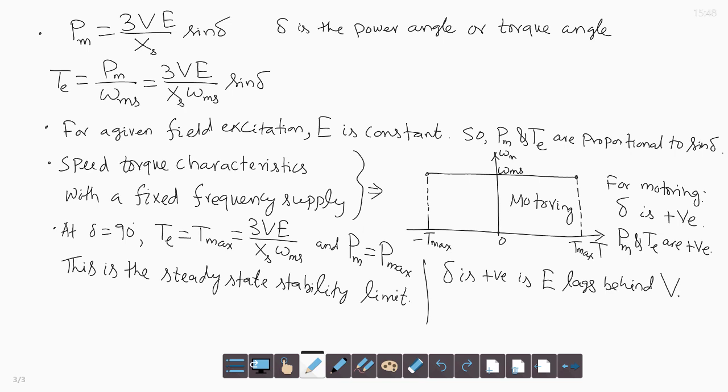The other way, delta positive means the rotor is rotating behind the stator MMF. Rotor and stator MMF both are rotating at the synchronous speed. In a motor, the stator MMF rotates ahead of the rotor MMF by angle delta, that is also the load angle delta.